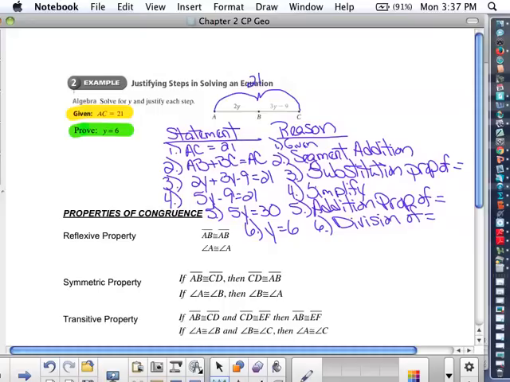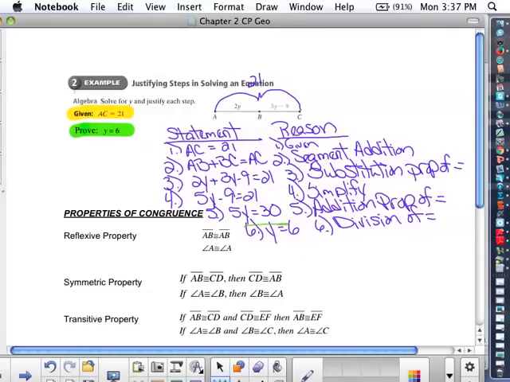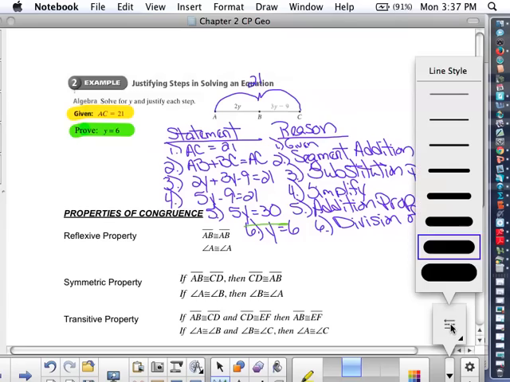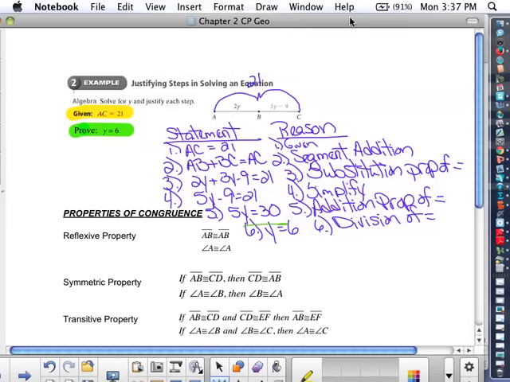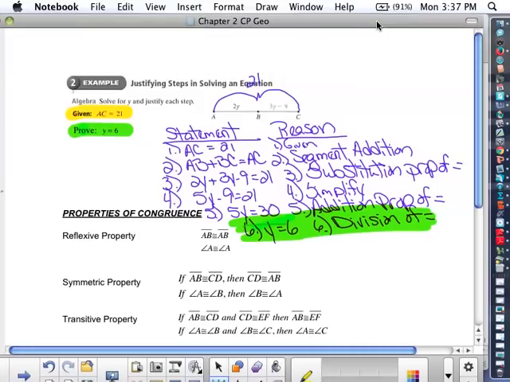And that ends that proof. So again, I ended with what I was trying to prove, y is equal to 6, and I've justified everything from my given down to the end of that proof.